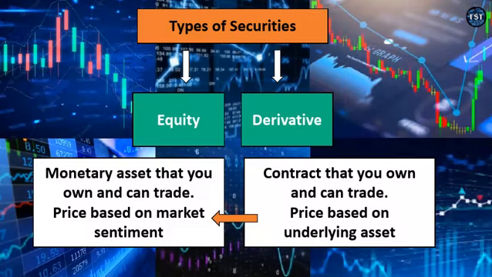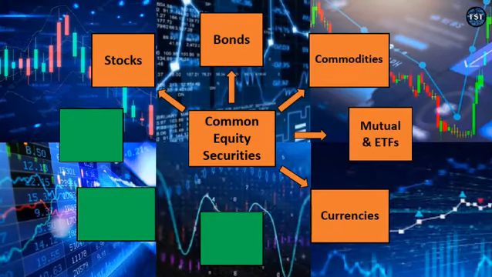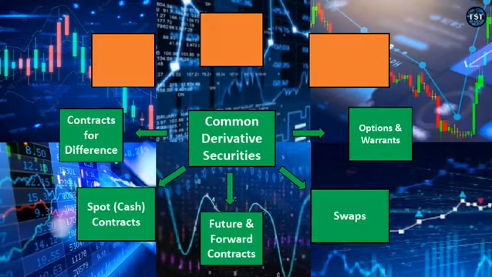The difference between equity securities and derivatives is that you own an equity security outright as a monetary asset, whereas you do not own a derivative. Instead, you own a contract that can be traded. The price of an equity security is based on the market sentiment for that particular instrument at any particular moment in time, whereas the price of a derivative security is largely dictated by the price of its underlying equity security, or in some cases, a basket of equity securities.